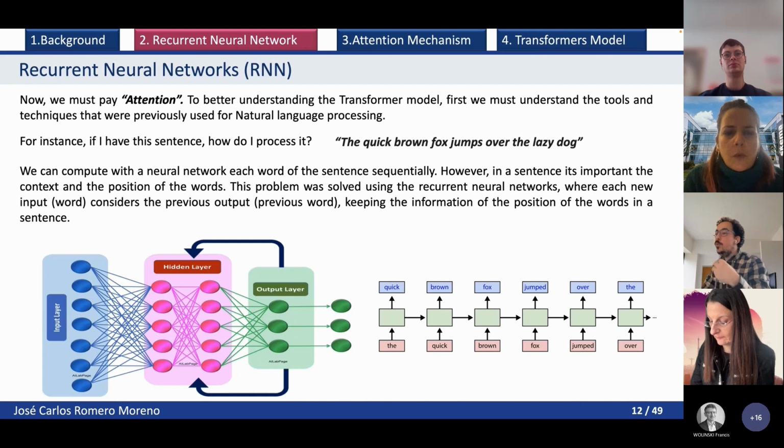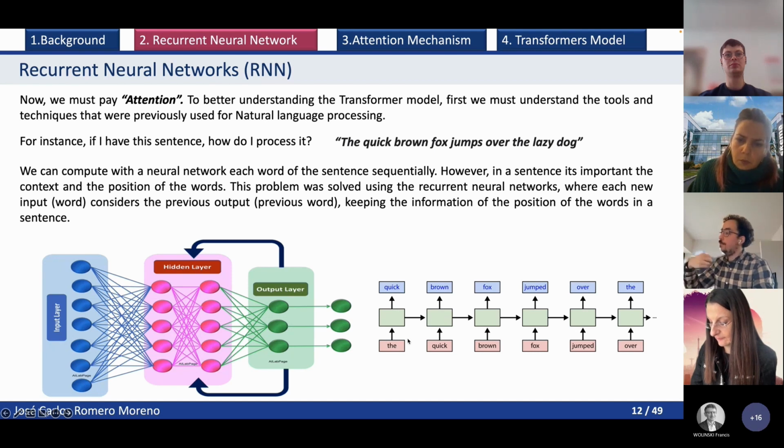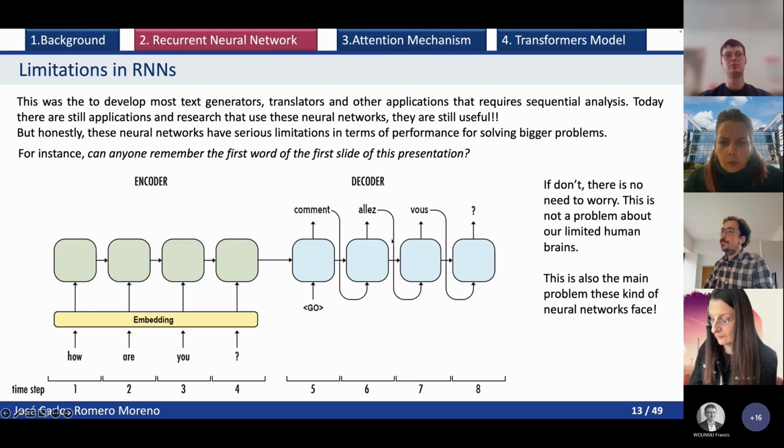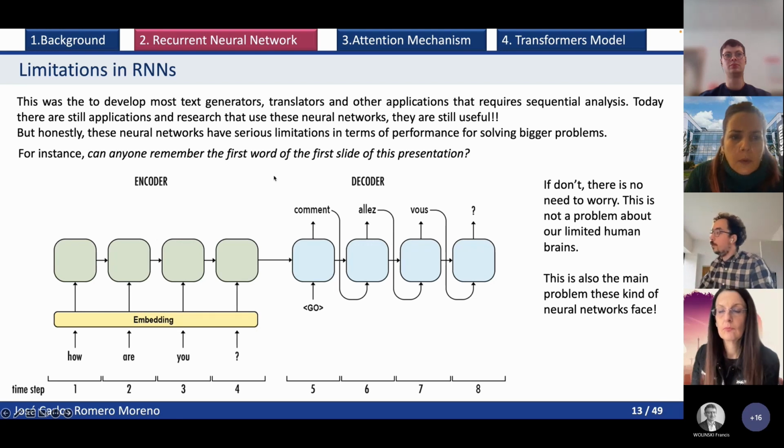So how does this neural network work? For example, if you can see my cursor, you process the first word, and the input of the second neuron of your network is the output of the first word and the second word. So you keep the information of each word. This is how natural language processing worked for 10 years until the eruption of the transformer model. But this has a huge problem.